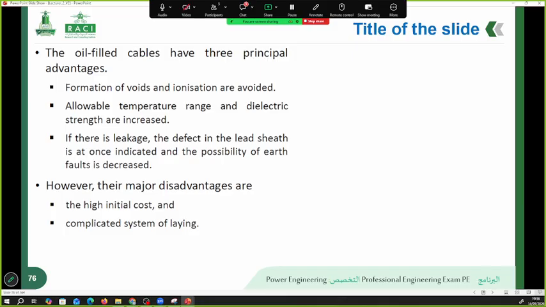Second, the system provides a safety feature. If there is a leak in the lead sheath, it is immediately detected, which reduces the chance of earth fault. Despite their performance benefits, oil field cables have significant drawbacks. Their primary disadvantages are their high initial cost and the complicated system required for laying them.